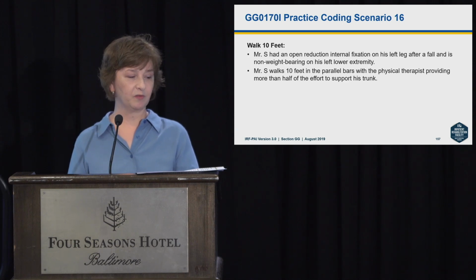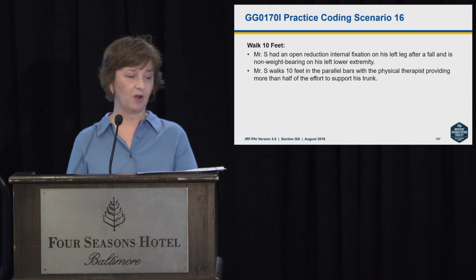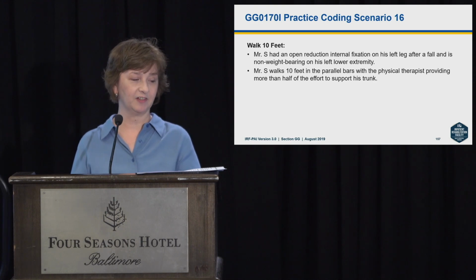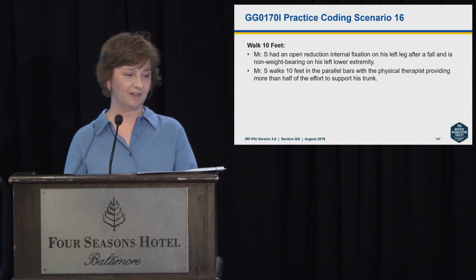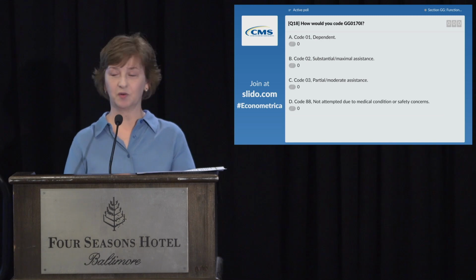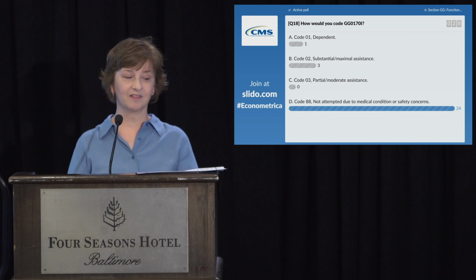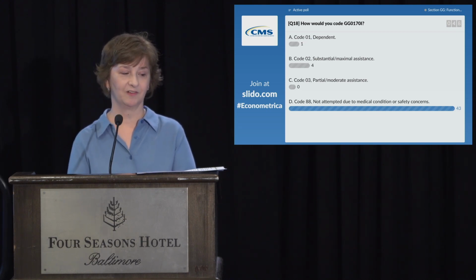So we have practice case scenario 16 here for walk 10 feet. Mr. S has an open reduction internal fixation on his left lower leg after a fall, so it's a recent onset condition, and is non-weight bearing on his left lower extremity. Mr. S walks 10 feet in the parallel bars with the physical therapist providing more than half of the effort to support his trunk. So how would you code this example? The options are 01, dependent, 02, substantial maximal assistance, 03, partial moderate assistance, or 88, not attempted due to medical condition or safety concern.